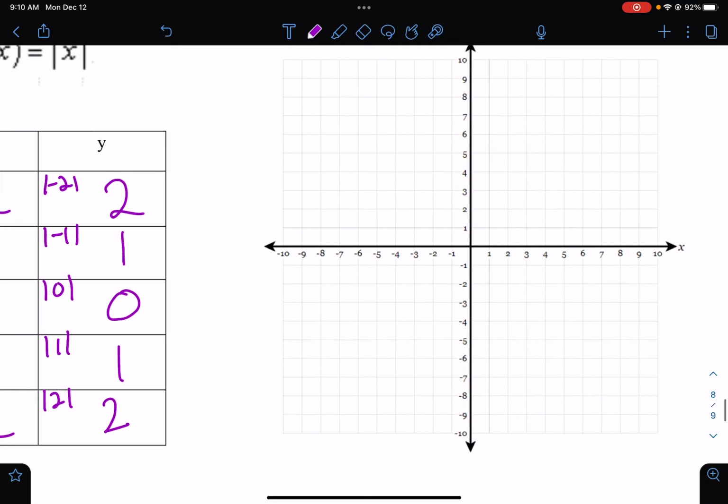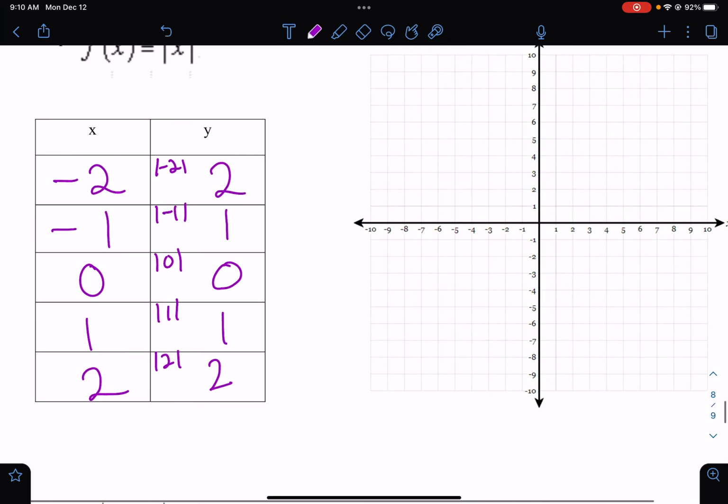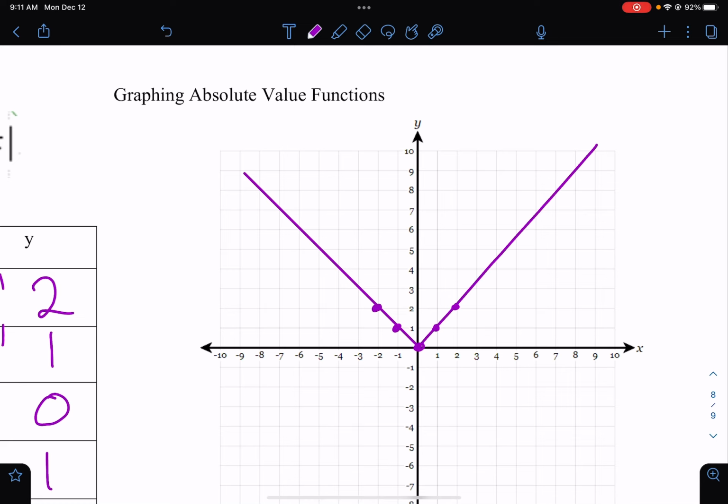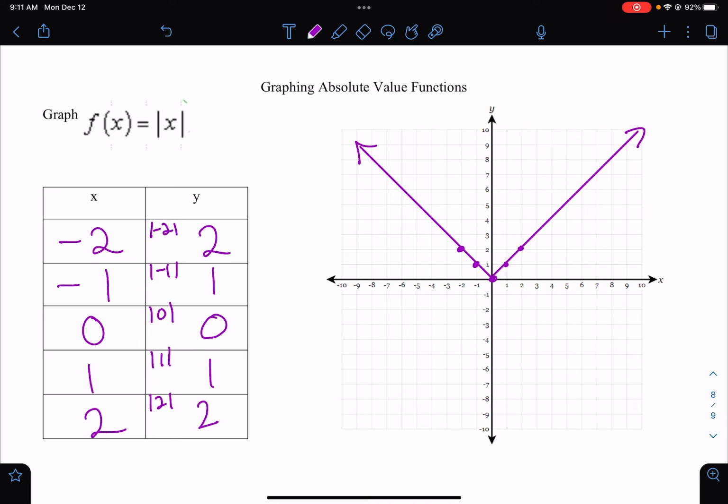Okay, so if I were to go and plot this, we get (-2, 2), (-1, 1), (0, 0), (1, 1), and (2, 2). So with absolute value functions, you get essentially this V shape, all right? And it goes off into infinity like that, okay? Now, the way that we graph these is very similar to graphing quadratic functions.